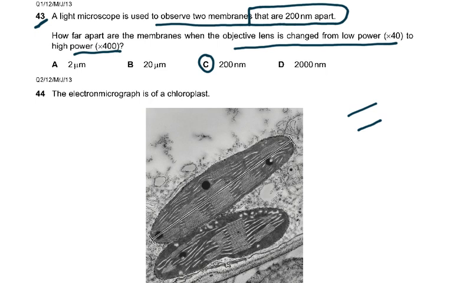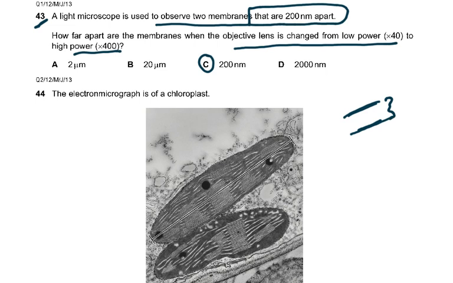But of course, if you zoom something, it doesn't make them different. It will remain the same, you're just magnifying it 40 times. Now you're magnifying it 400 times, but it doesn't change how far apart they originally were. If this was 200 nanometers apart originally, then it will remain 200 nanometers apart.